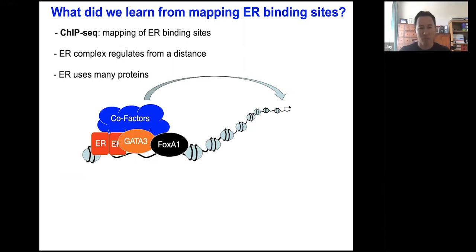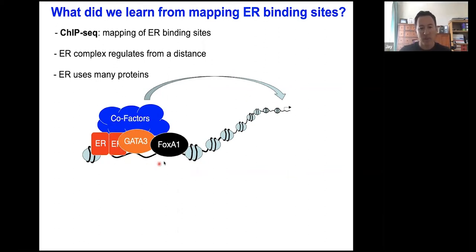And these experiments were really quite informative because they taught us a couple of things about estrogen receptor that were new at the time. So one was that estrogen receptor regulates target genes from these distal regulatory elements, which we know is very common for transcription factors now. We didn't at the time. That was new information for us.